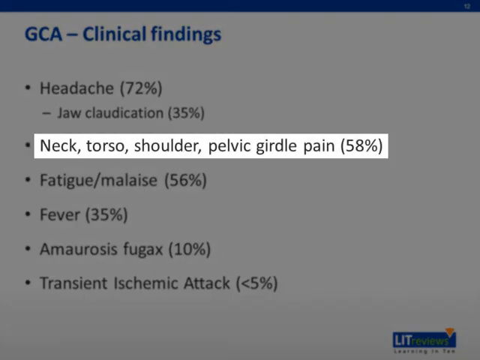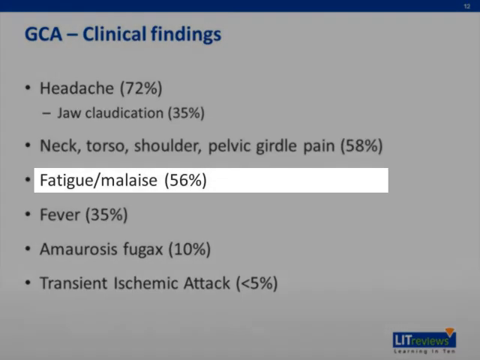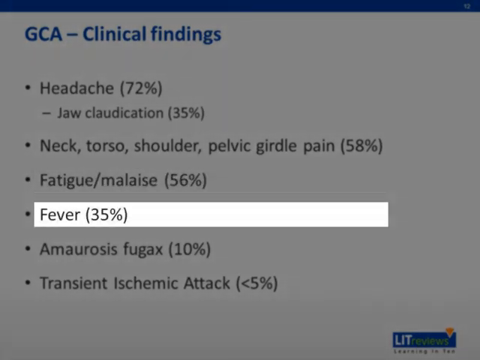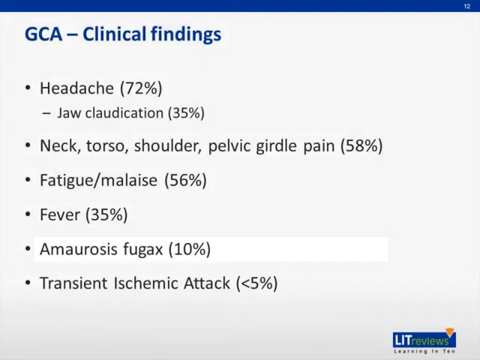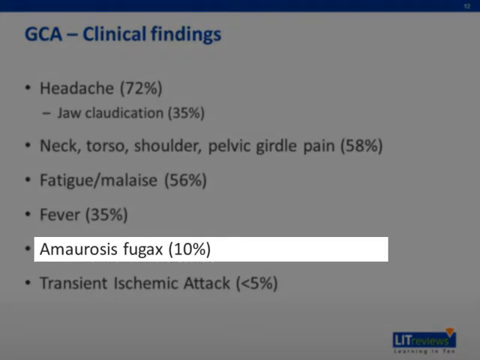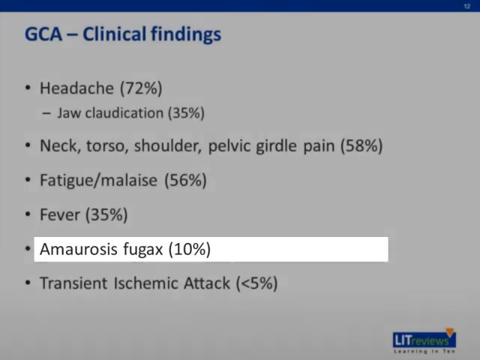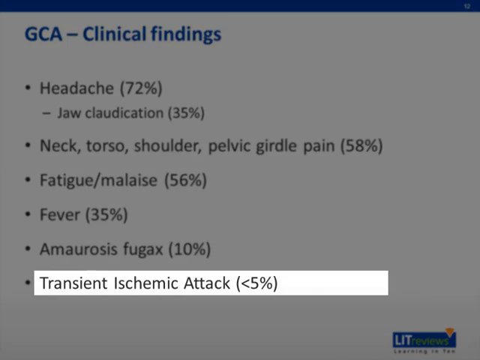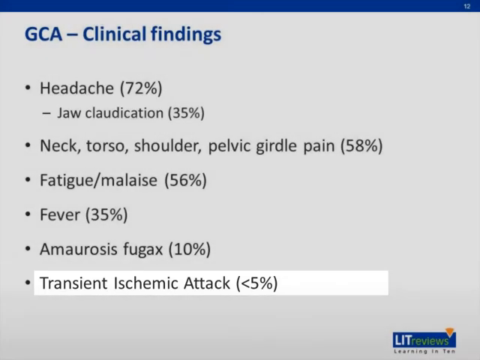About half of affected individuals present with symptoms of polymyalgia rheumatica, as noted on previous slides. Many patients will also have fatigue and malaise. Some patients present with systemic symptoms such as fever. About 10% of patients present with more concerning symptoms, such as amaurosis fugax or transient loss of vision in one eye, implying inflammation of the ophthalmic artery. A small minority of patients experience symptoms consistent with a stroke or transient ischemic attack.